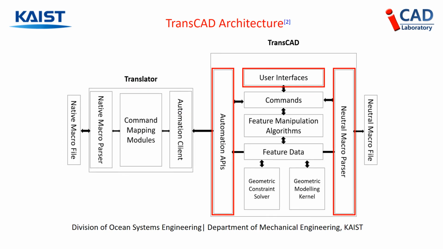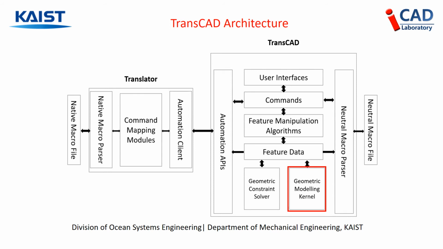In TransCAD, automation APIs, the neutral macro parser, and the user interfaces are used for interfacing with the outside. The neutral macro parser is the module which translates the internal model of TransCAD to the neutral macro file, or vice versa. And the user interface is added to TransCAD for verifying and modifying the result of the TransCAD. The geometric modeling kernel is the module for Boolean operations, filleting, chamfering, and creation of shapes. This module is the core for managing the geometric and the topological data.